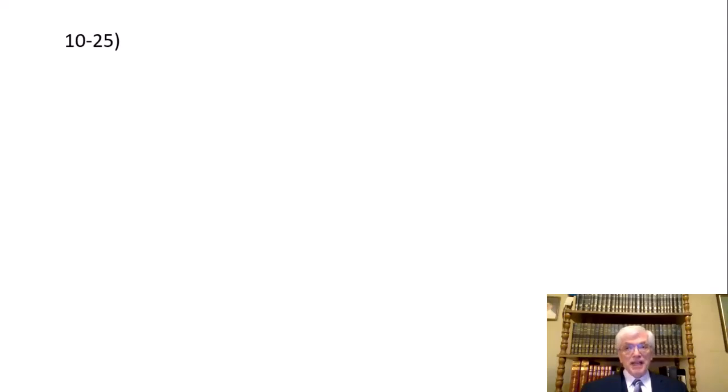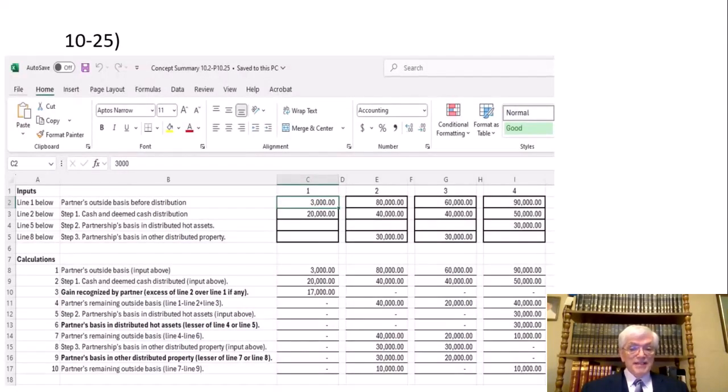By the way, I will explain later why I'm calling it outside basis and why the textbook is calling it outside basis. We'll talk about the difference between inside and outside basis, but that will come later. In each case, assume the partnership owns no hot assets, so we don't have to worry about cash basis receivables, for example, or appreciated inventory. Show your calculations in the spreadsheet, and they give you the same instructions about the construction of the spreadsheet, which we've already done. So here is the spreadsheet for situations 1, 2, 3, and 4.